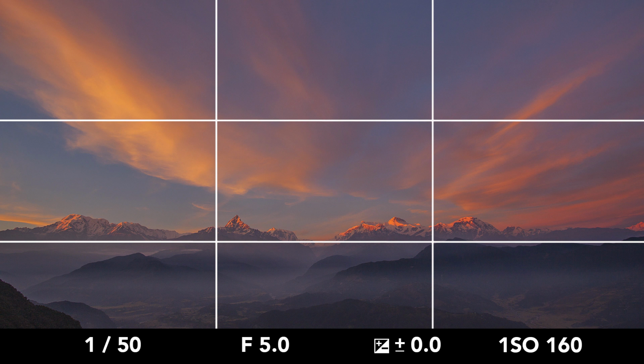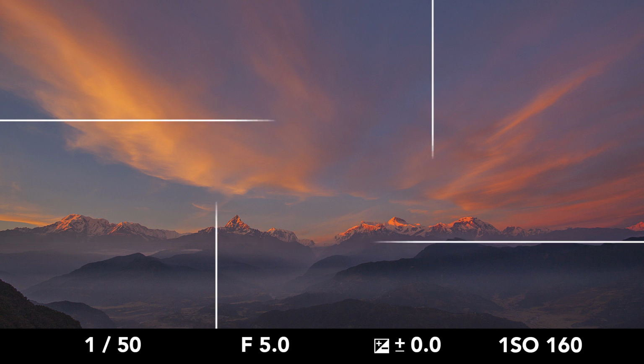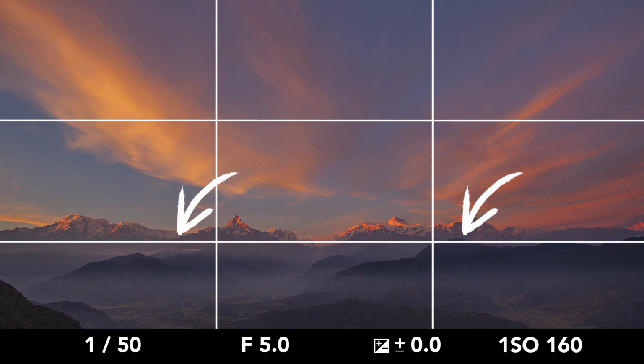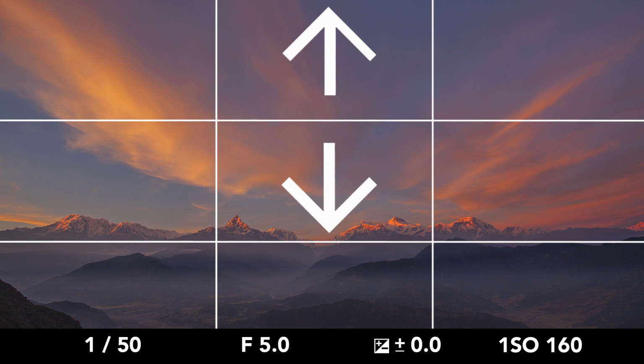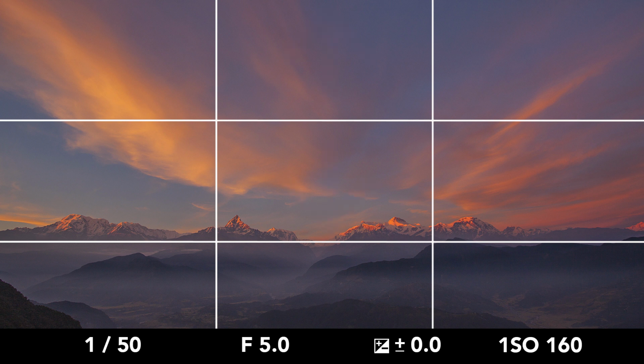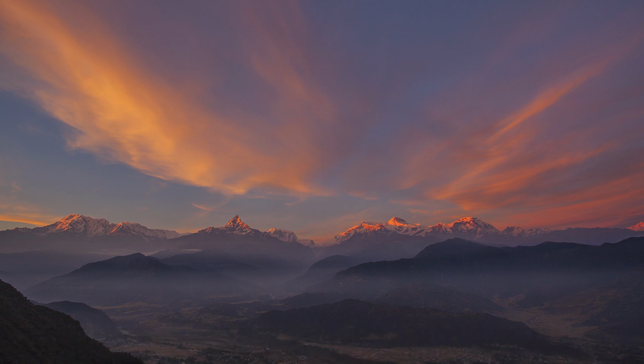Now, as you can see, I have placed the range, the horizon, the Himalayas at the lower horizontal line. And I've left almost 2/3 of the total space in the frame for the skyline, because the skyline is very dramatic, as you can see, because of the sunset. And I wanted to use that dramatic clouds in my picture.